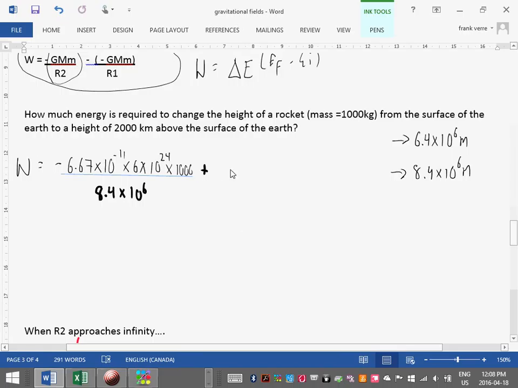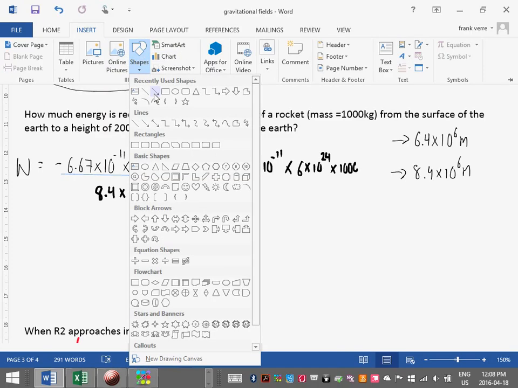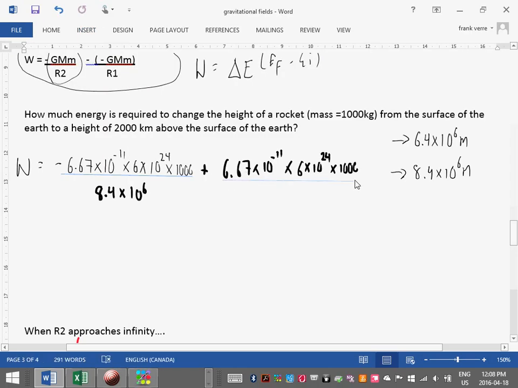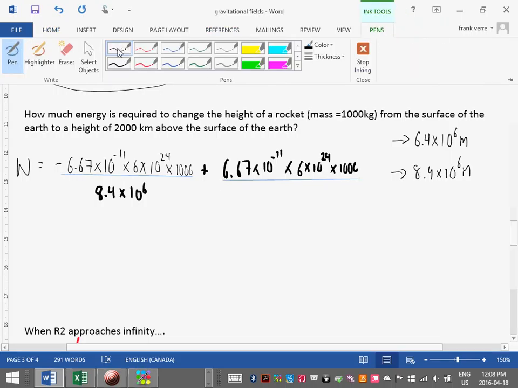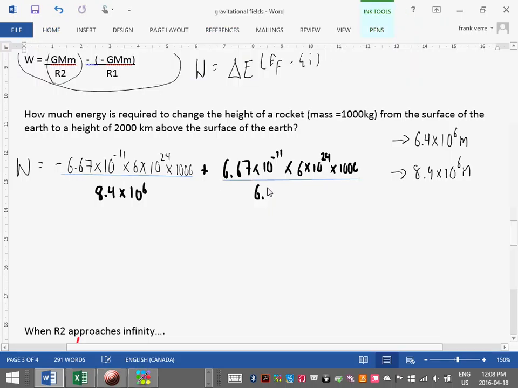Okay, so it's going to be plus, so 6.6, times 10 to the negative 11, times 6 times 10 to the 24, times 1,000, over 6.4 times 10 to the 6. Okay, we're almost done, guys. This is a lot of work here.